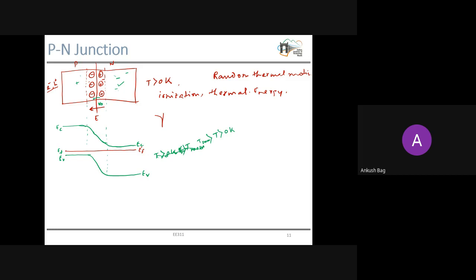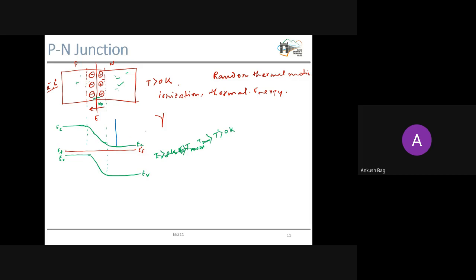So the thing is, can I draw here? Now, the most important part of today's discussion. Once again, let us try to draw the electron distribution in the conduction band, as well as the hole distribution in the valence band.